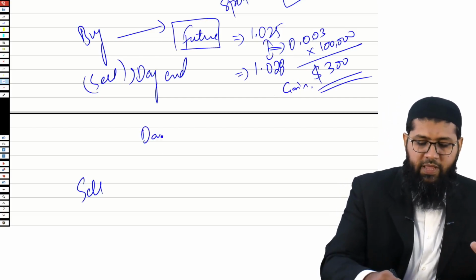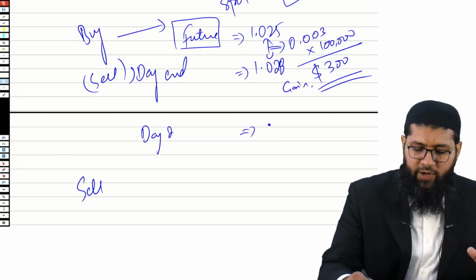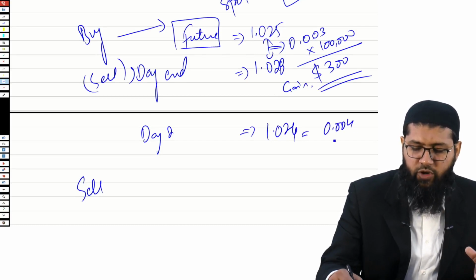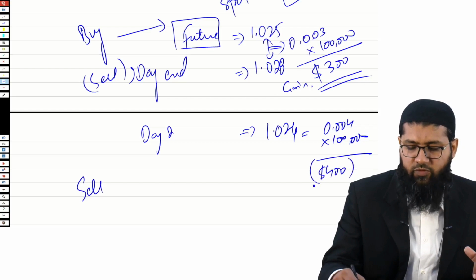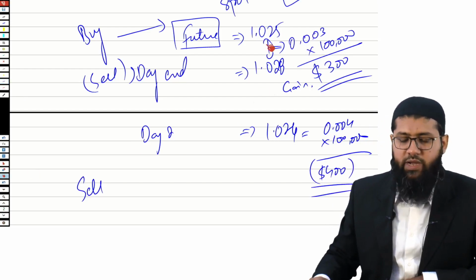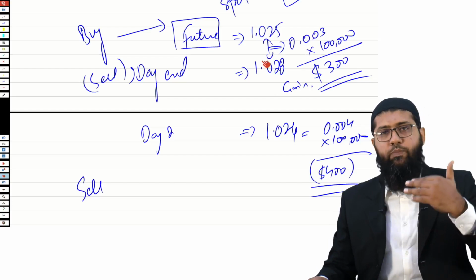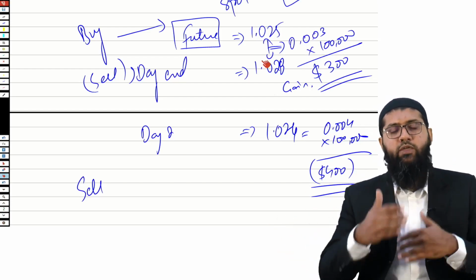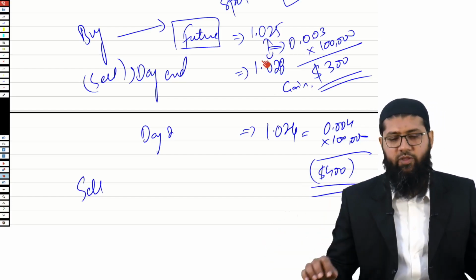Now, day two end, the price becomes 1.024. So this is 0.004 multiplied by 100,000. So you would now have a $400 loss. What is it termed as? This is termed as mark to market. Every day your position is marked to the market depending upon whatever you have bought, whatever you have sold. Your position is marked to market and the gain or loss is established.